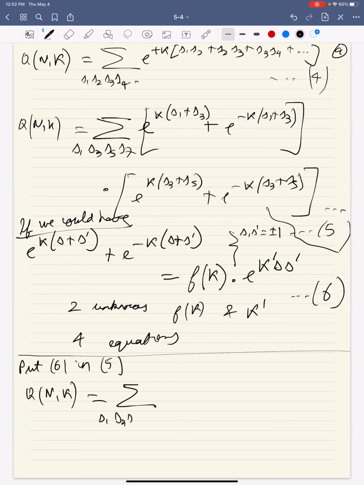S1, S3, S5, S7. So e to the power k(s plus s prime) plus e to the power minus k(s plus s prime) is equal to a function of k multiplied by this thing. So every square bracket is going to contribute 1 f of k, right? How many square brackets do we have?